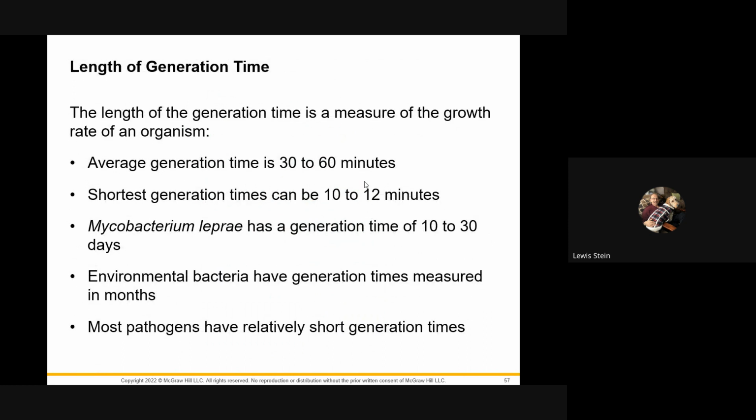So the typical, what we call doubling time or generation time for most bacteria, 30 to 60 minutes. For E. coli, it's probably 20 to 30 minutes. We studied that a lot. Some can be even shorter. Some can be very long. Leprosy, days. Tuberculosis, 10, 20 hours, something like that. Maybe a day for it. That's why they're slow going.